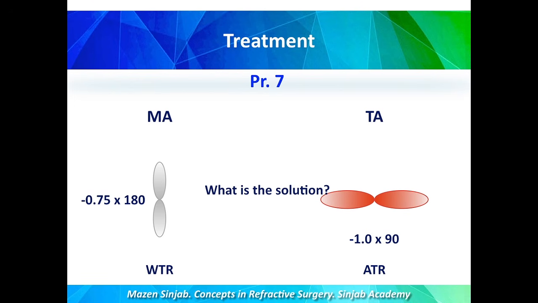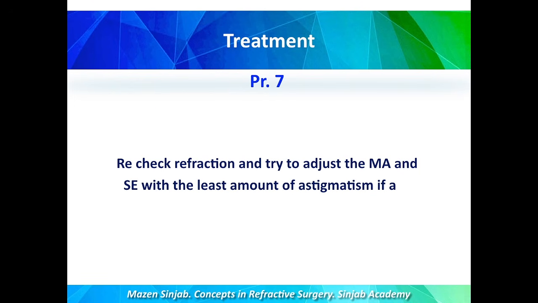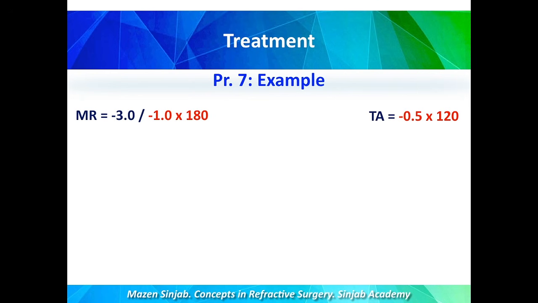So what is the solution? The solution in this case is to recheck the refraction and try to adjust the manifest astigmatism and spherical equivalent with the least amount of astigmatism, if any. For example, a patient has manifest refraction minus 3 sphere minus 1 cylinder at 180, and his topographic astigmatism is minus 0.5 at 120. Now, his best corrected visual acuity with this manifest refraction is 1.0.